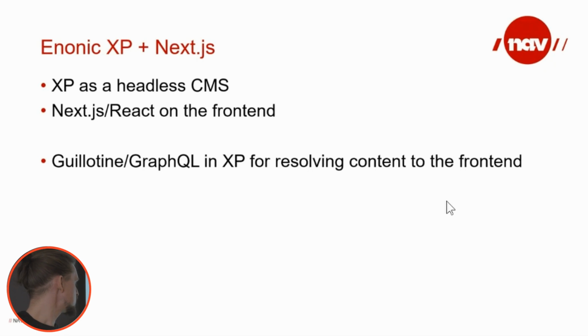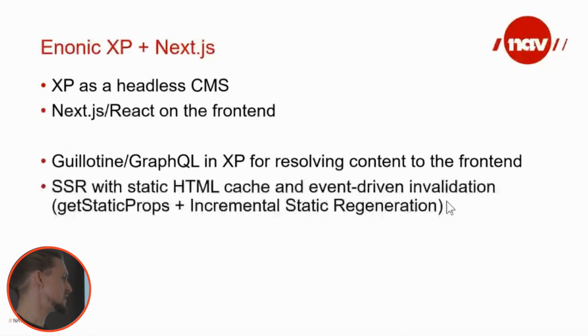And on the XP side, we use the Guillotine GraphQL library for resolving content to the front end. We don't actually expose any GraphQL services directly to the front end. We use Guillotine internally in our XP app. So the front end just asks for a URL, and XP handles the rest really, and just gives back the content it needs to render that particular page.